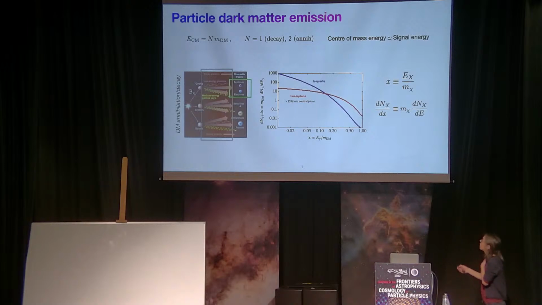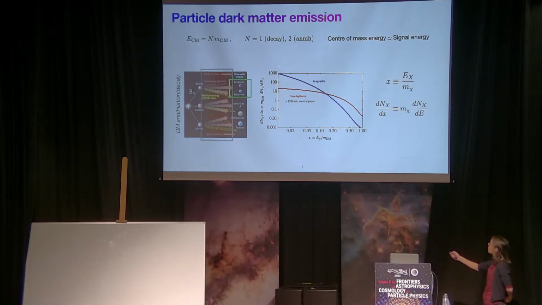So let's have a look at the spectra that you typically have. Those are cast in a dimensionless quantity, this x, which is the energy of the photon, for example, divided by the mass of the dark matter particle. And all the spectra are cut off at 1 in this dimensionless variable because of the kinematic limit of the mass of the dark matter particle. So in an annihilation, you cannot produce a particle with an energy larger than the mass of the dark matter particle.